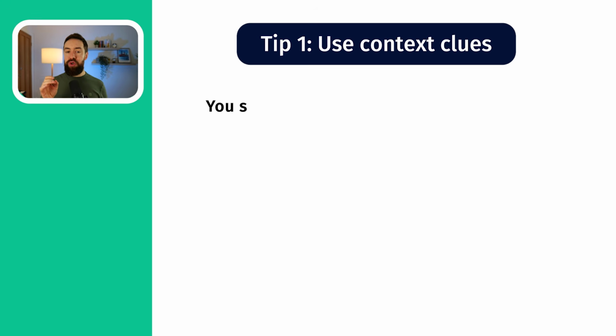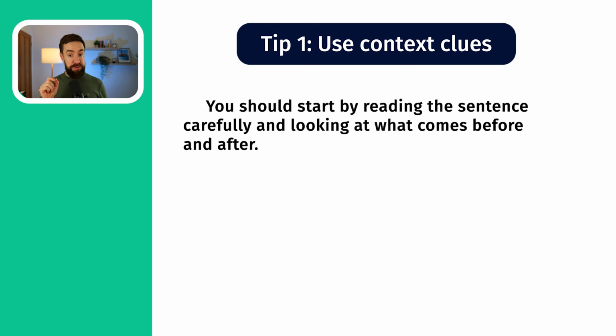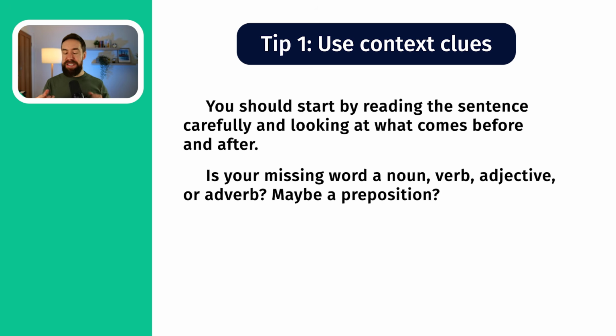So let's take a look at our 6 tips and tricks for fill in the blanks. The first one is use context clues. What does that mean? Context clues are the words before and after the space. And we look at those because they can give us some help about what type of word is missing. Is it a verb? Is it a noun? Is it an adjective? Is it maybe an adverb?